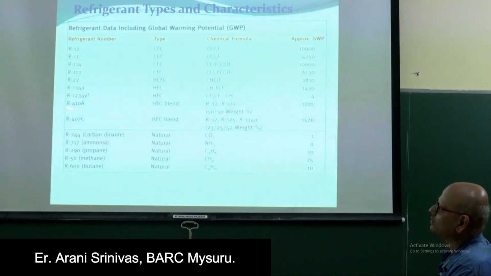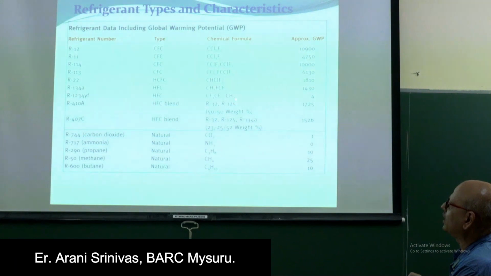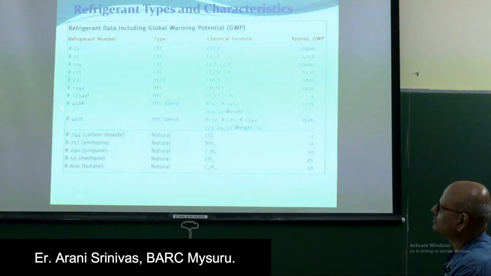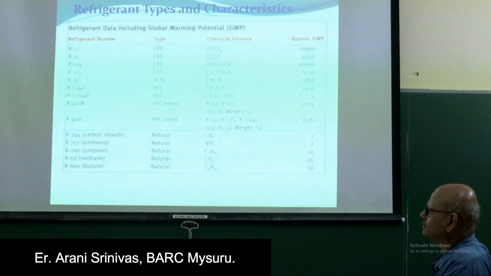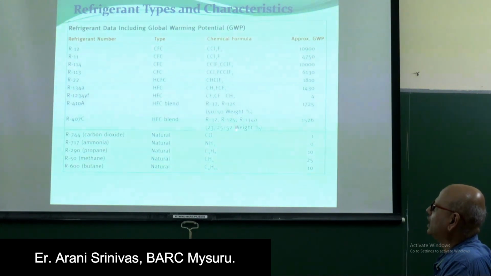Then R410A was previously used, an HFC blend. This is a blend of R32 and R125, 50-50% by weight, and its global warming potential is 1725. R407C is also used nowadays. That is also an HFC blend, a blend of three gases, R32, R125, R134A. Its global warming potential is 1256.